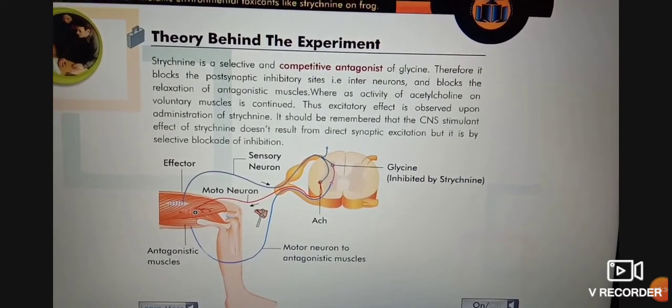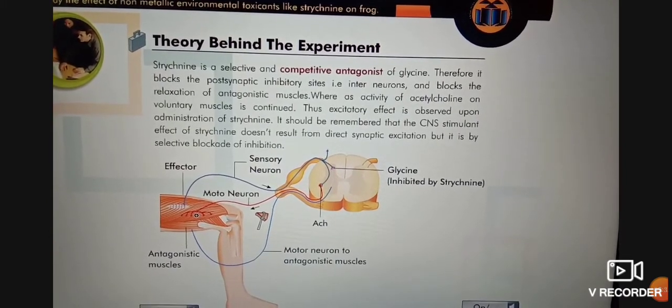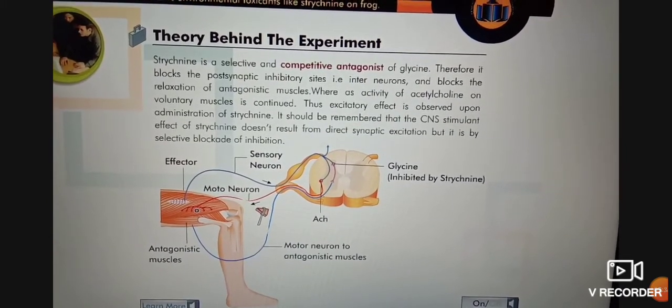Okay, so in this image you have to clearly see the two types of reflex arc. First, that includes the sensory neuron, connector neuron and motor neuron, right?